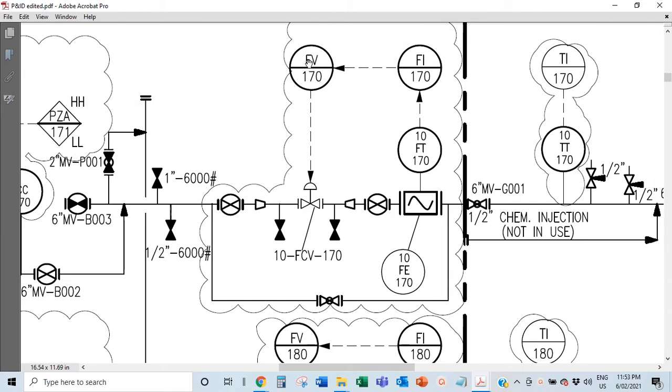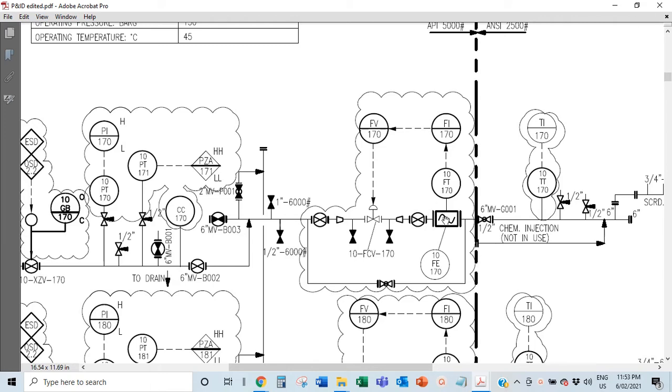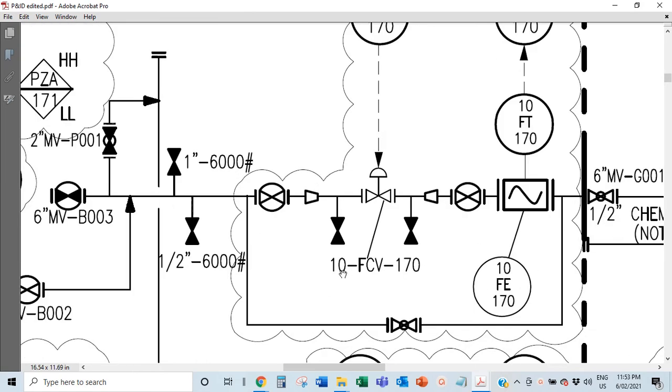Now you have FV, FI, FT. These are flow valve, flow indicator, flow transmitter. This is measuring flow, not pressure. So this is telling you the amount of cubic feet going through this place, and the flow indicator and flow transmitter control this flow valve. That's the FV. So let's say it's set to be going at 100 meter cube per second, and then it's at 150 meter cube per second, it immediately tells this to close this valve. It's a control valve. That's why you see 10 FCV 170. It's a flow control valve.